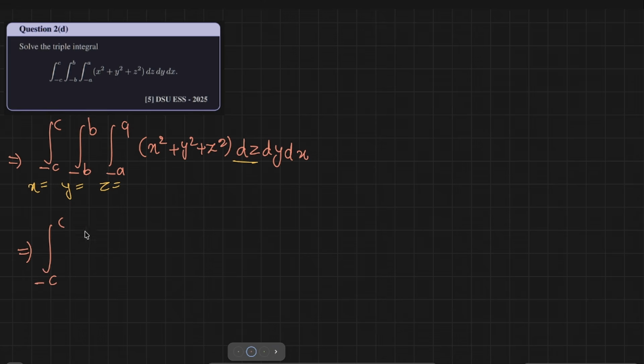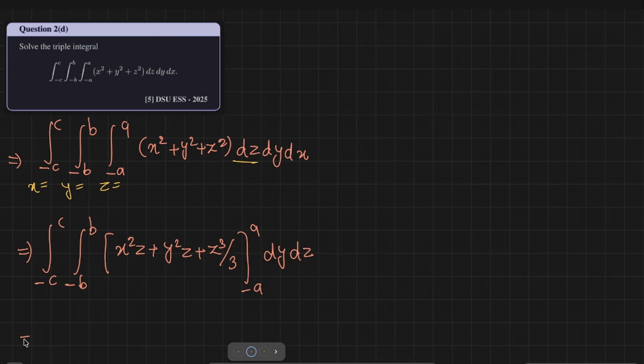This is minus c to c, minus b to b, the integration with respect to z: x square into z plus y square into z plus z cube by 3. The limit is from minus a to a, dy dz. While putting the limit, it is minus b to b. Put the limit of this one, basically x square to a.